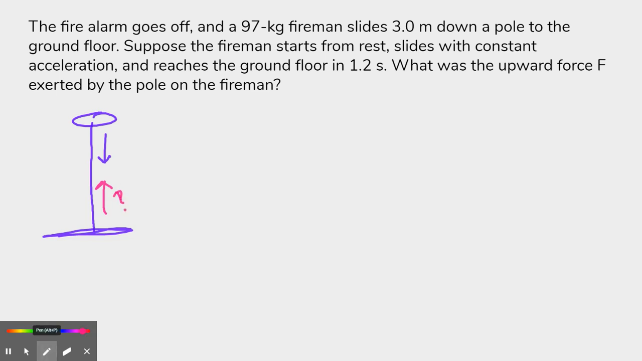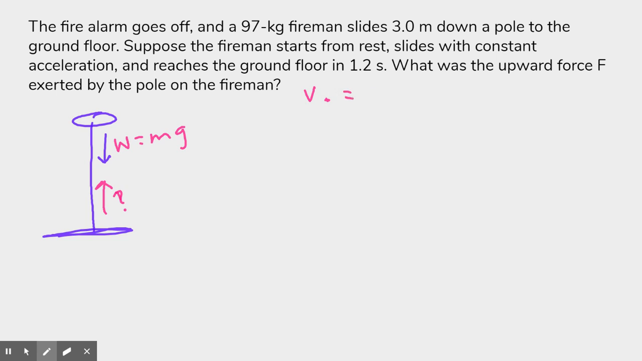Well, do we know what this force going down the pole is? Yes, we do. That force is going to be equal to the fireman's weight. And recall from the concept video that weight is just his mass multiplied by gravity. So let's just write out the things that we know.